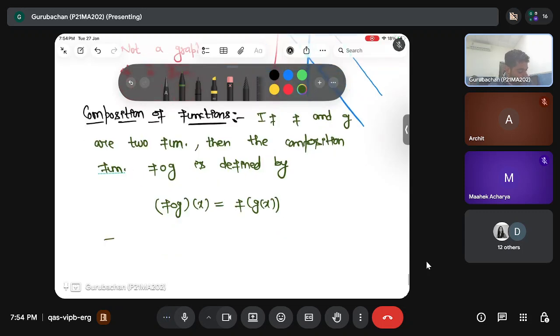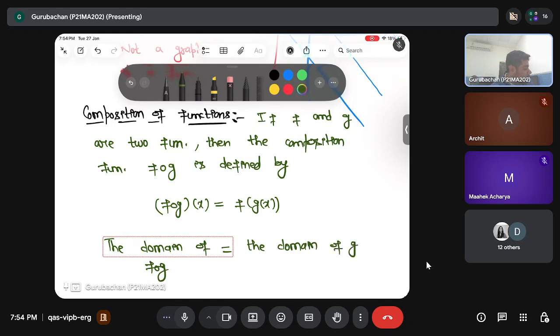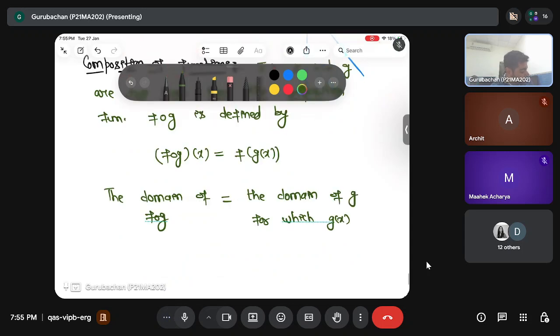And next, the domain of f o g is all those points in the domain of g for which g(x) lies in the domain of f. Can anybody tell me the meaning of this line?